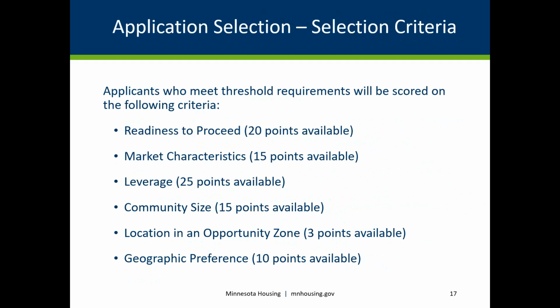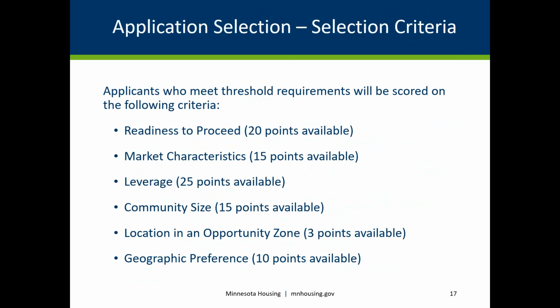Okay, so moving on to application selection and selection criteria. Applicants who meet all threshold requirements will be scored using 6 scoring categories. And I'm just going to walk through those. We don't actually publish the scoring for this RFP or ask you to score your own project. So I usually just try to do an overview of what we're looking for with each of these different criteria. So the first category is readiness to proceed.